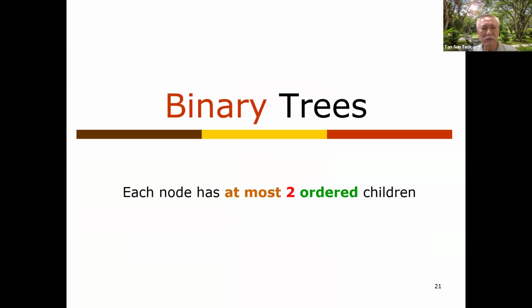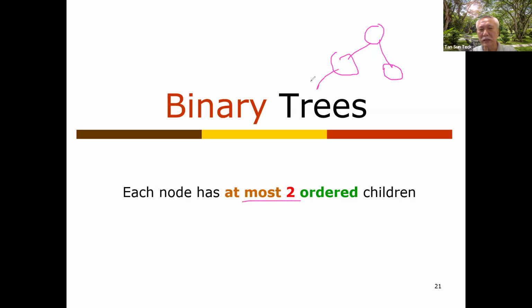Just now we said already, a tree in general is not very useful for us in this case. So for this course, we are more concentrating on binary tree. What is a binary tree? Each node has at most two ordered children. So for this binary tree, we have a vertex or a node, and each of these can have two or no children. At most two children.